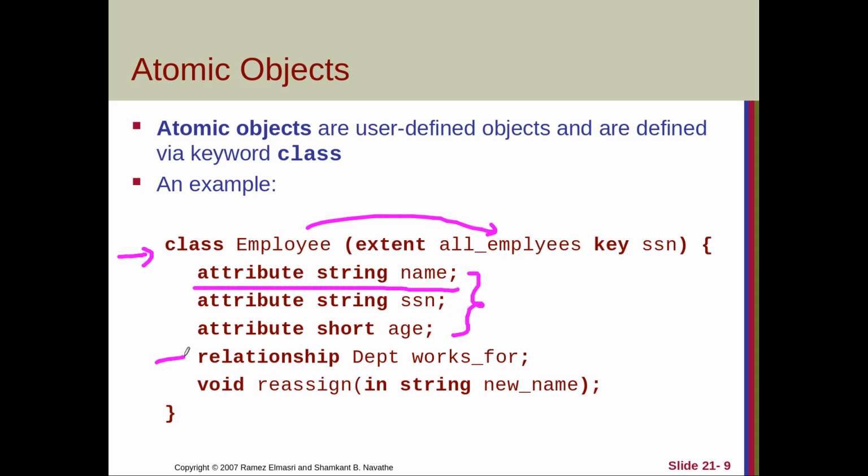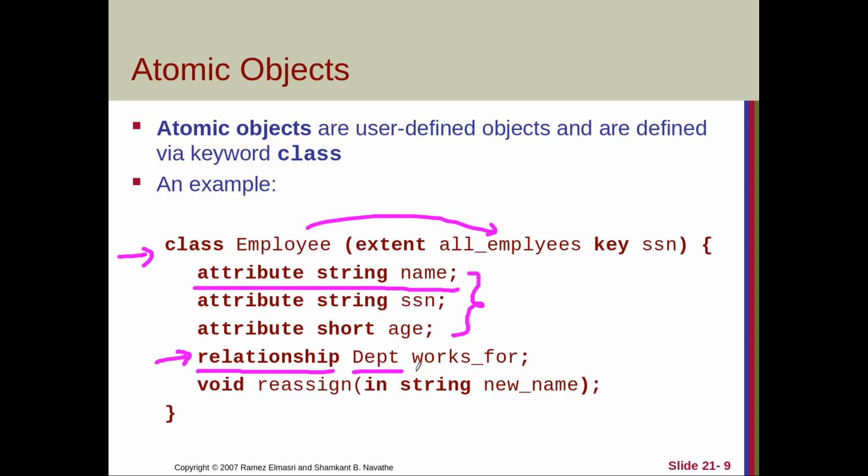Then, as it is for an object oriented database, we need to represent the relationship also. In the object oriented data management group model, we can represent relationships, which are normally not available in our C++ or Java classes. How can we represent a relationship? We need to use the keyword relationship. So class employee, relationship: to which other object it is related, we need to represent that class name, that is department.